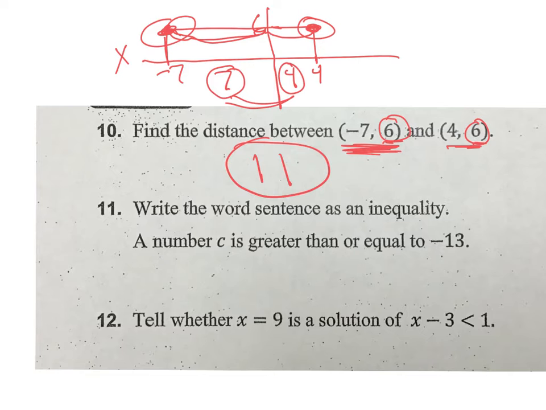Number 11 is to write the word sentence as an inequality. A number C is greater than or equal to negative 13. And you just write that one in the order that it comes.